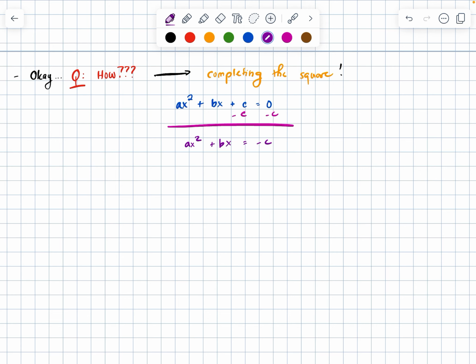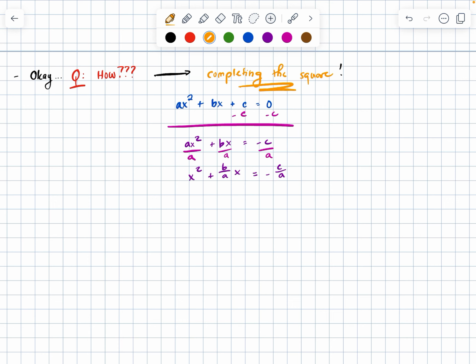Step 2, my leading coefficient when I'm completing the square needs to be 1. So to make my leading coefficient 1, I need to divide that ax squared by a. But if I divide one thing by a, everything in my equation must be divided by a. So ax squared divided by a leaves me with x squared. Bx divided by a, I'm going to write as b over a times x, where b over a is some number. And then I have negative c over a, which I will leave as negative c over a.